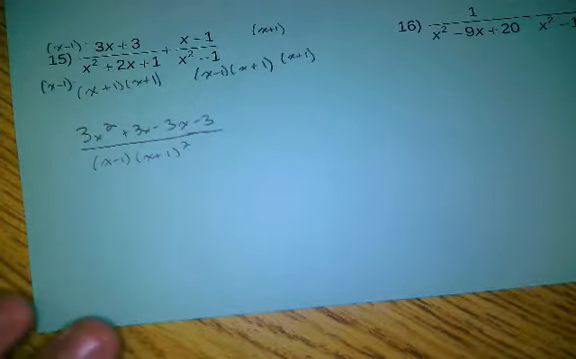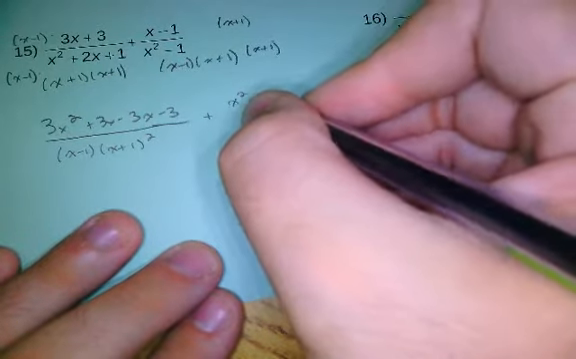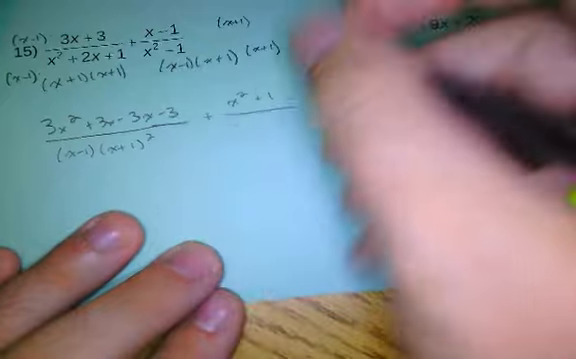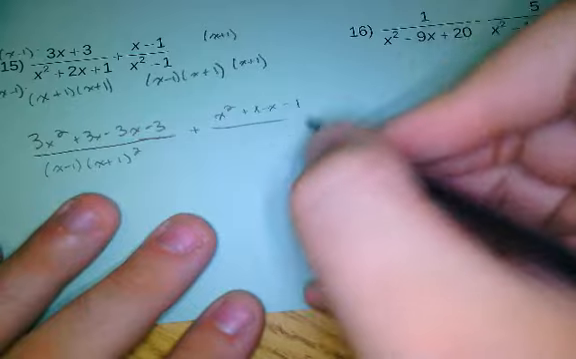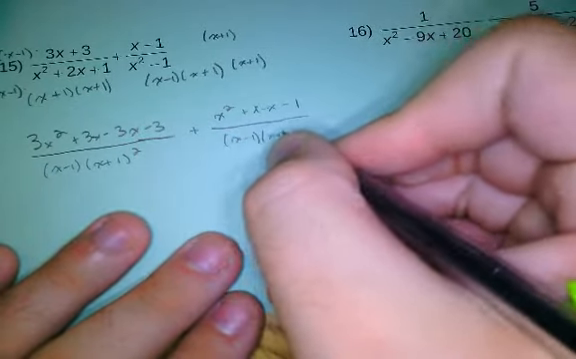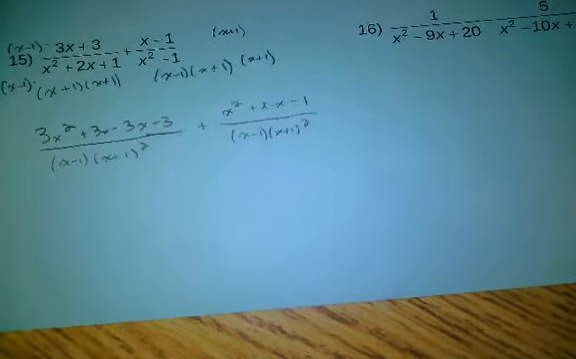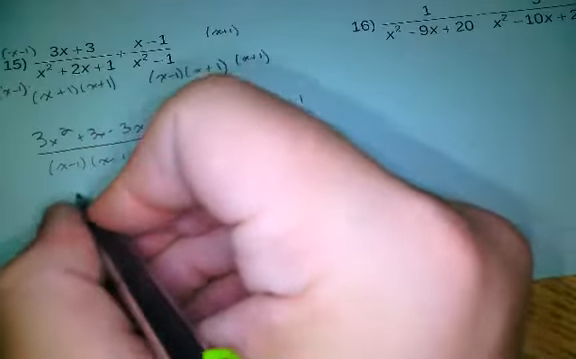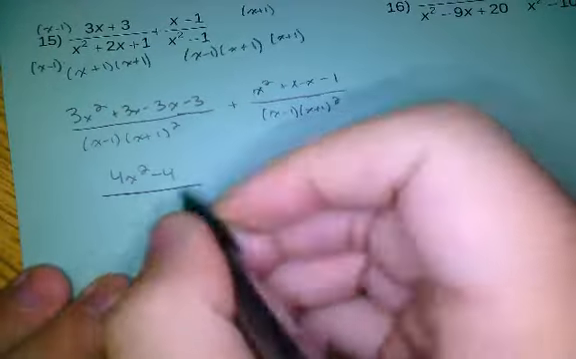And this is plus, distribute that, you're going to get x squared plus x minus 1. How nice is that? And this is going to be x minus 1, x plus 1, all squared. So combine everything on the top. What do I get? 4x squared minus 4 over x minus 1, x plus 1 squared.